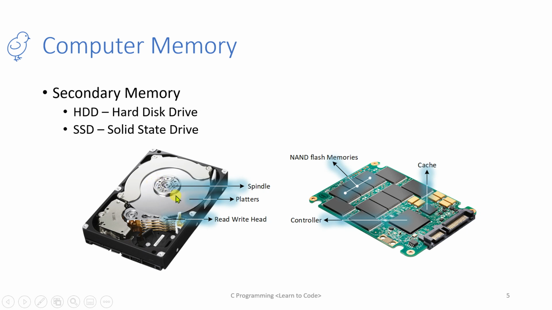But when mechanical devices are involved, it takes more time to retrieve the data. Whenever you want a program to be loaded into the main memory, the proper location has to be set so that the head can read that data. But an SSD is built with NAND flash memories, so data is stored over here, and you can directly jump to that location and fetch that instruction.